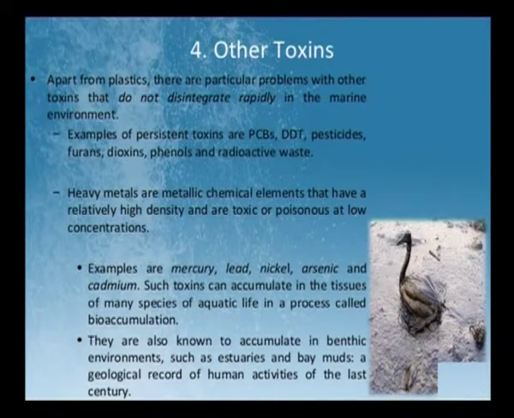Other toxins, apart from plastics. There are several other problems with toxins that do not disintegrate rapidly in the marine environment. Examples of certain persistent toxins are PCBs, DDT, pesticides, dioxins, phenols, and radioactive wastes. Heavy metals are metallic chemical elements that have a relatively high density and are toxic or poisonous at low concentrations also. Examples are mercury, lead, nickel, arsenic, and cadmium.